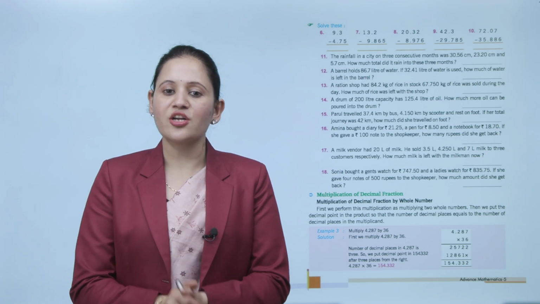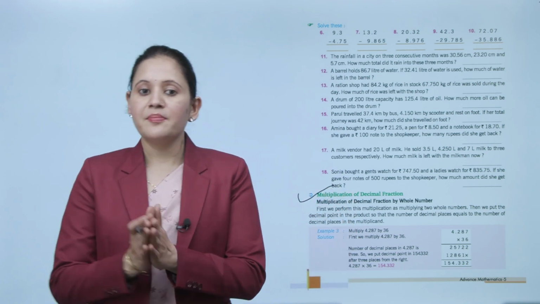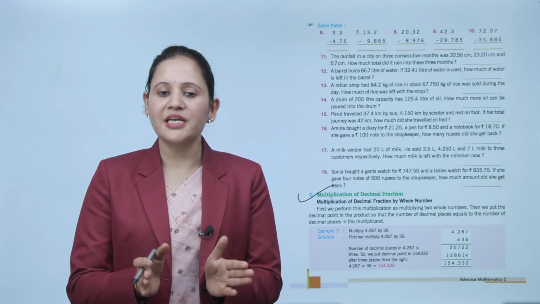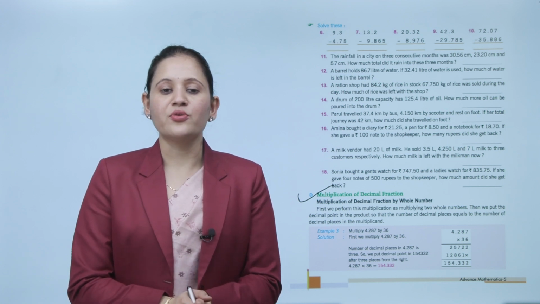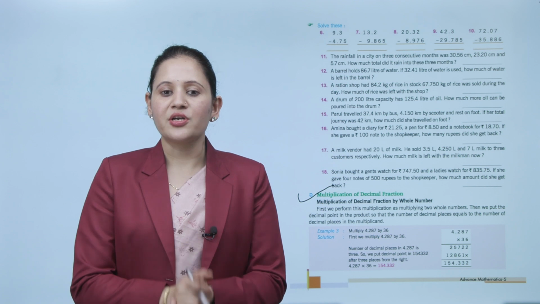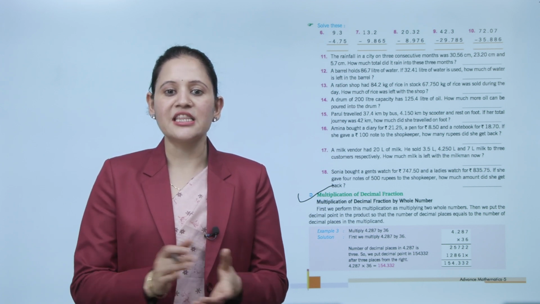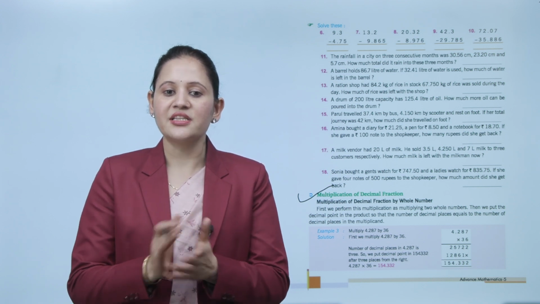Next is multiplication of decimal fractions. Multiplication of decimal fractions by a whole number. First we perform this multiplication as multiplying two whole numbers. Then we put the decimal point in the product so that the number of decimal places is equal to the number of decimal places in the multiplicand. For example, multiply 4.287 by 36.